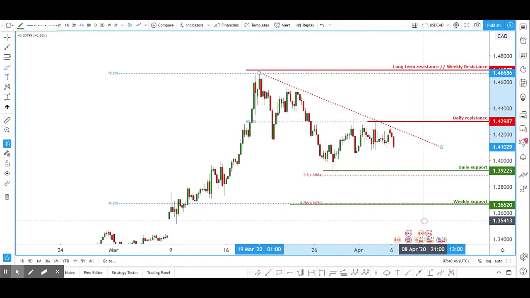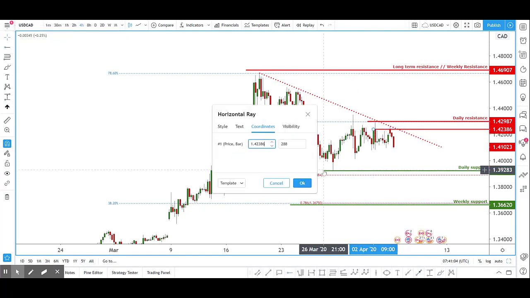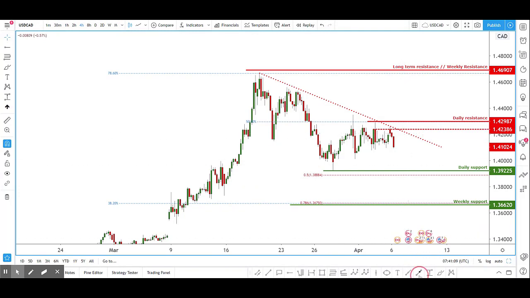So what I'm thinking price could be doing is making a push down towards the daily support level, and possibly even the weekly support should price break below the daily support level. So how I would really play this is I would be bearish anywhere below this level. This will be my intermediate resistance or my sell level, and I'll wait for price to pull back before I go for a short.